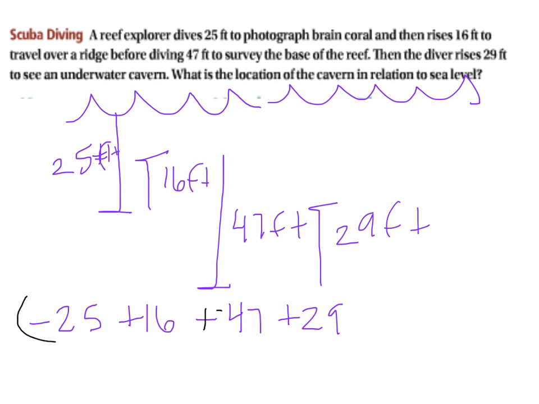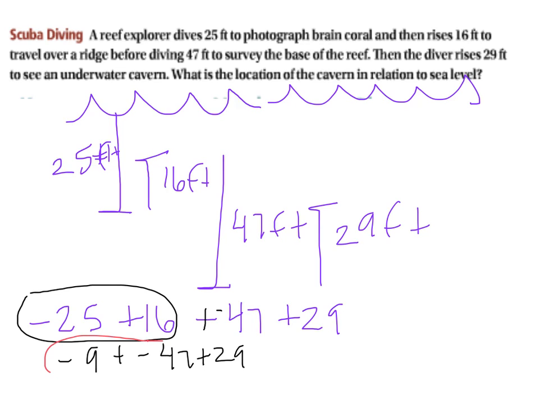So first I'm going to look at these two numbers. And I see that the 25 is larger, and that's negative. So my answer here is going to be negative. So 25 minus 16 would give me 9. So this would be a -9. And then I'm going to write out the rest of my numbers. And now I'm going to look at the next two numbers in front, which would be -9 and -47.